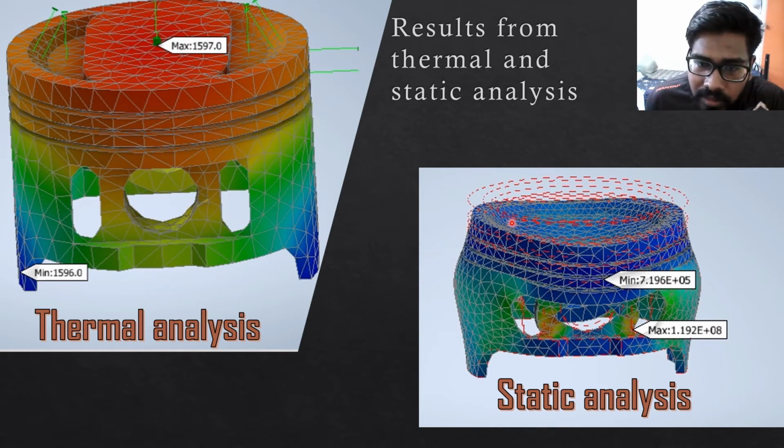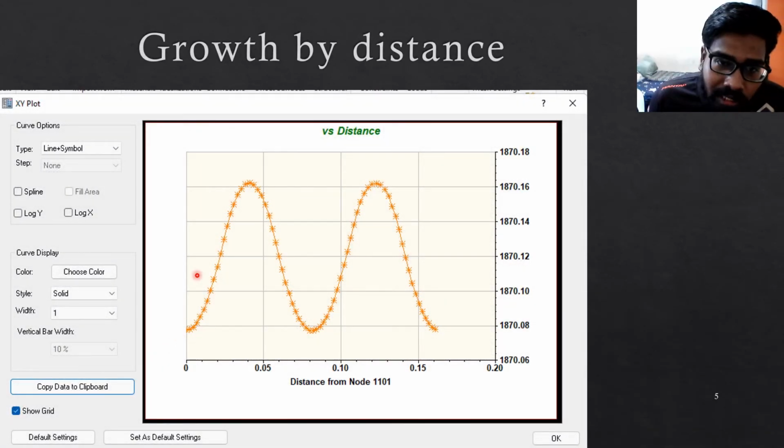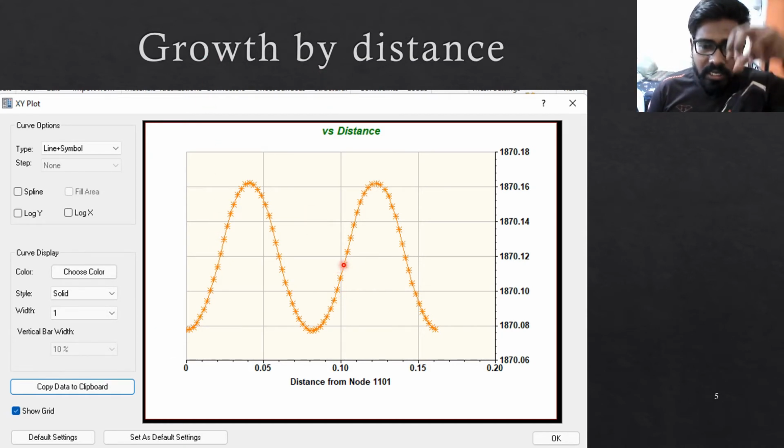And for static analysis, we can see that if the piston is put into static with this kind of load, it might bend like this. The heat grows by distance, so the heat actually dissipates. That's why the graph is like this.